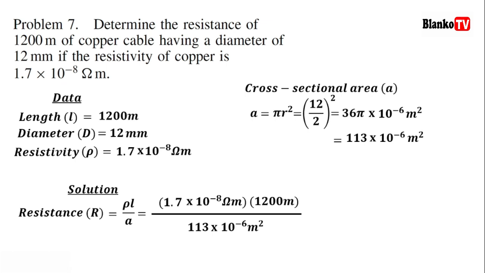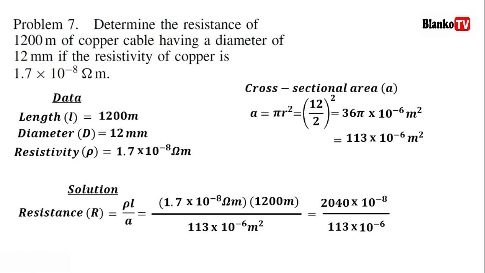Okay, so when you multiply 1.7 times 10 raised to the power negative 8 by 1200, and then you divide it by 113 times 10 raised to the power negative 6, we are going to get, so when you multiply 1.7 times 10 raised to the power negative 8 by 1200, we get 2040 times 10 raised to the power negative 8 all over 113 times 10 raised to the power negative 6.